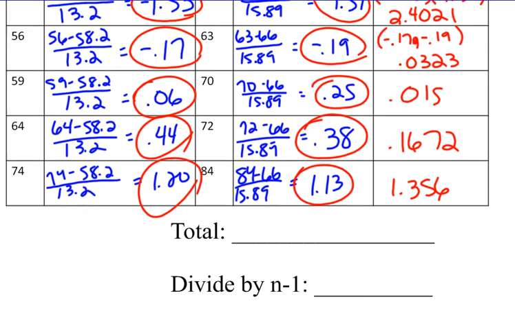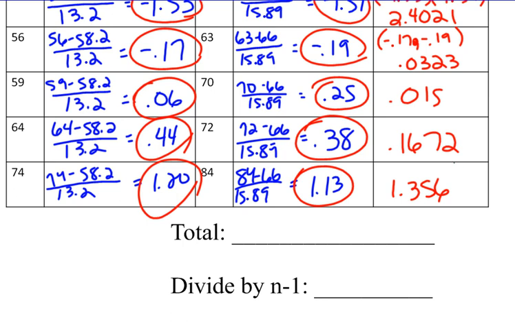So now I total those. So I'm going to add up all these numbers together. And when I did that, I got 3.9726. So I have to divide that by 4, because it says divided by n minus 1.